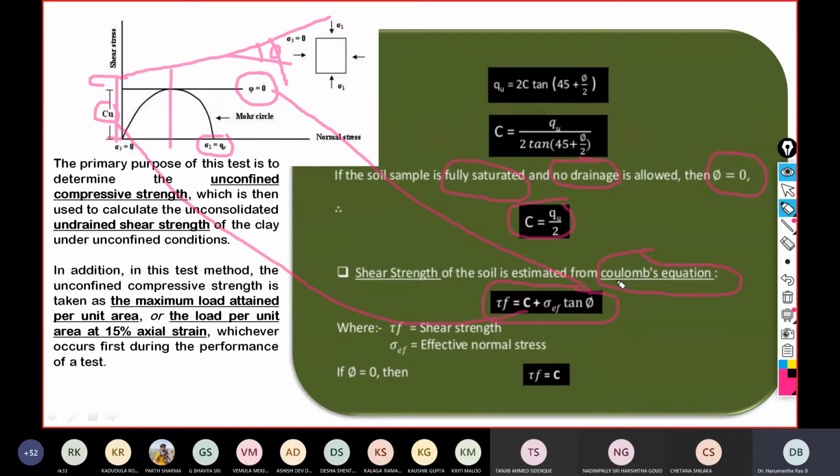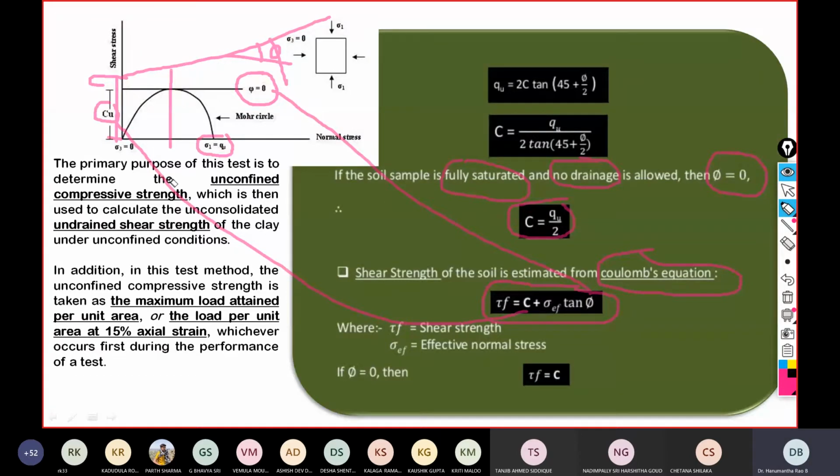This is also called a constitutive equation. This equation is proposed by Coulomb. This is also nothing but your y equals mx plus c, where y is the ordinate, m is the slope and c is the intercept.